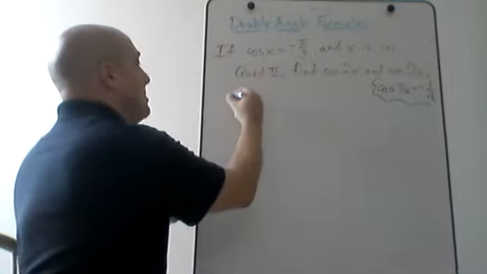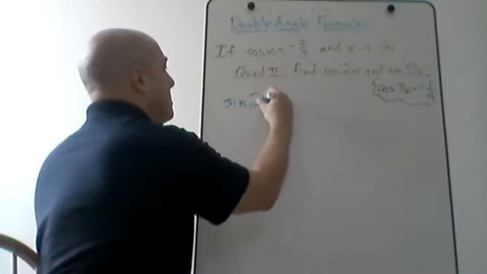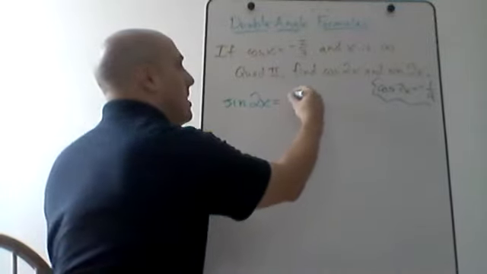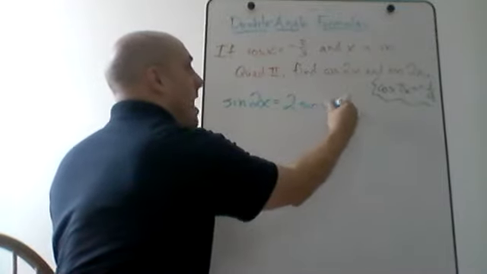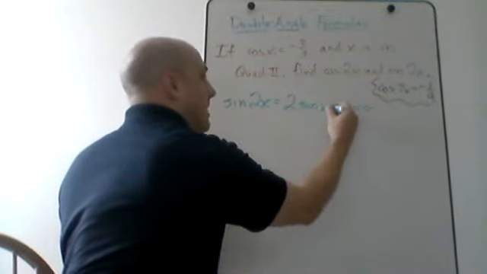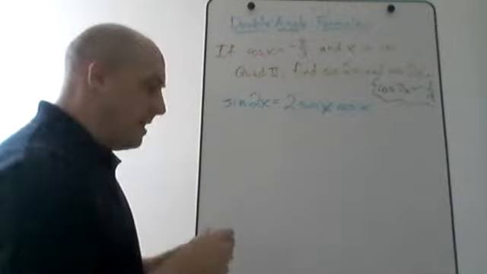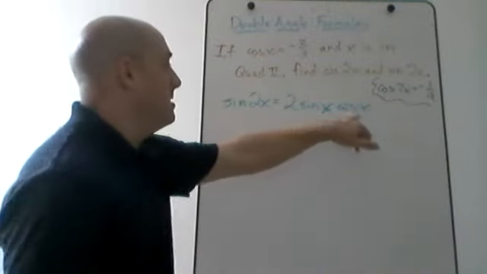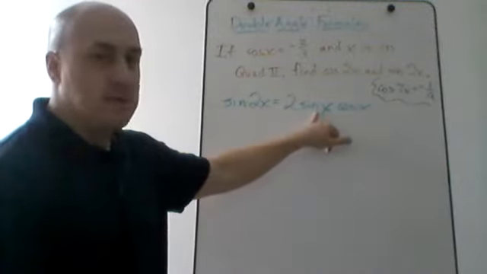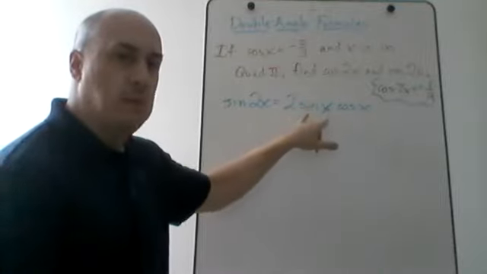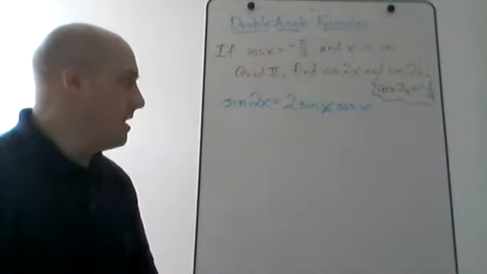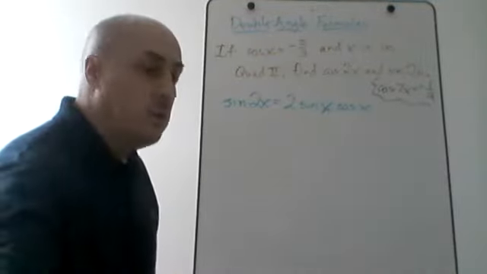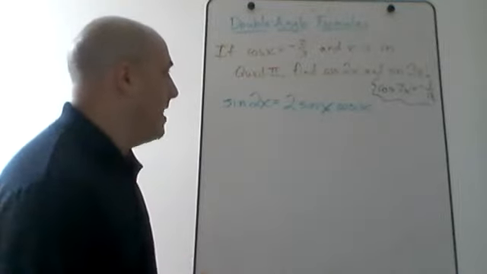Now I want to find sine 2x. The formula for sine 2x is going to be 2 times sine of x times cosine of x. Well, we run into a snag here because I know that cosine of x equals -2/3, but I don't know what sine of x is equal to. So I don't have a number to plug into the formula for sine of x. So what I need to do is figure out what sine of x is.